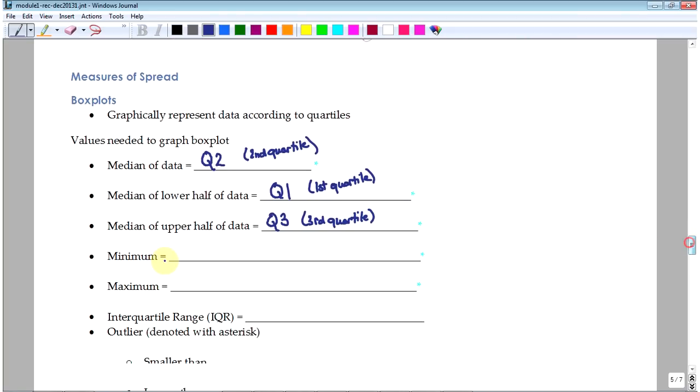The minimum, just like the name implies, is going to be your smallest value in the data set. And the maximum will be the largest data value. The interquartile range is equal to the third quartile minus the first quartile.